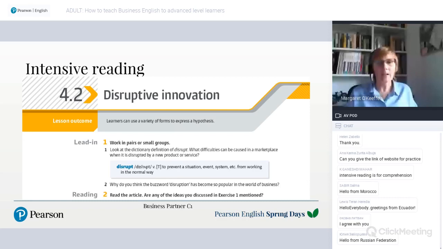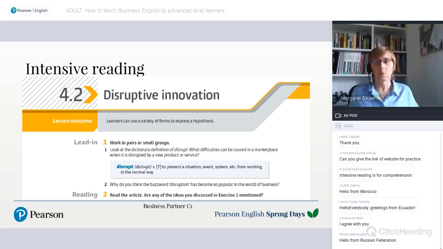So what we're doing in the classroom is one thing, right? In the classroom, we're practicing intensive reading. And this is an example of a typical way that you might do this in class. This is an example from Unit 4 of the C1 Business Partner course book. And the topic is disruptors, which is very relevant, I think, for the world that we're living in today. And as you can see, the lesson outcome is learners can use a variety of forms to express hypotheses.